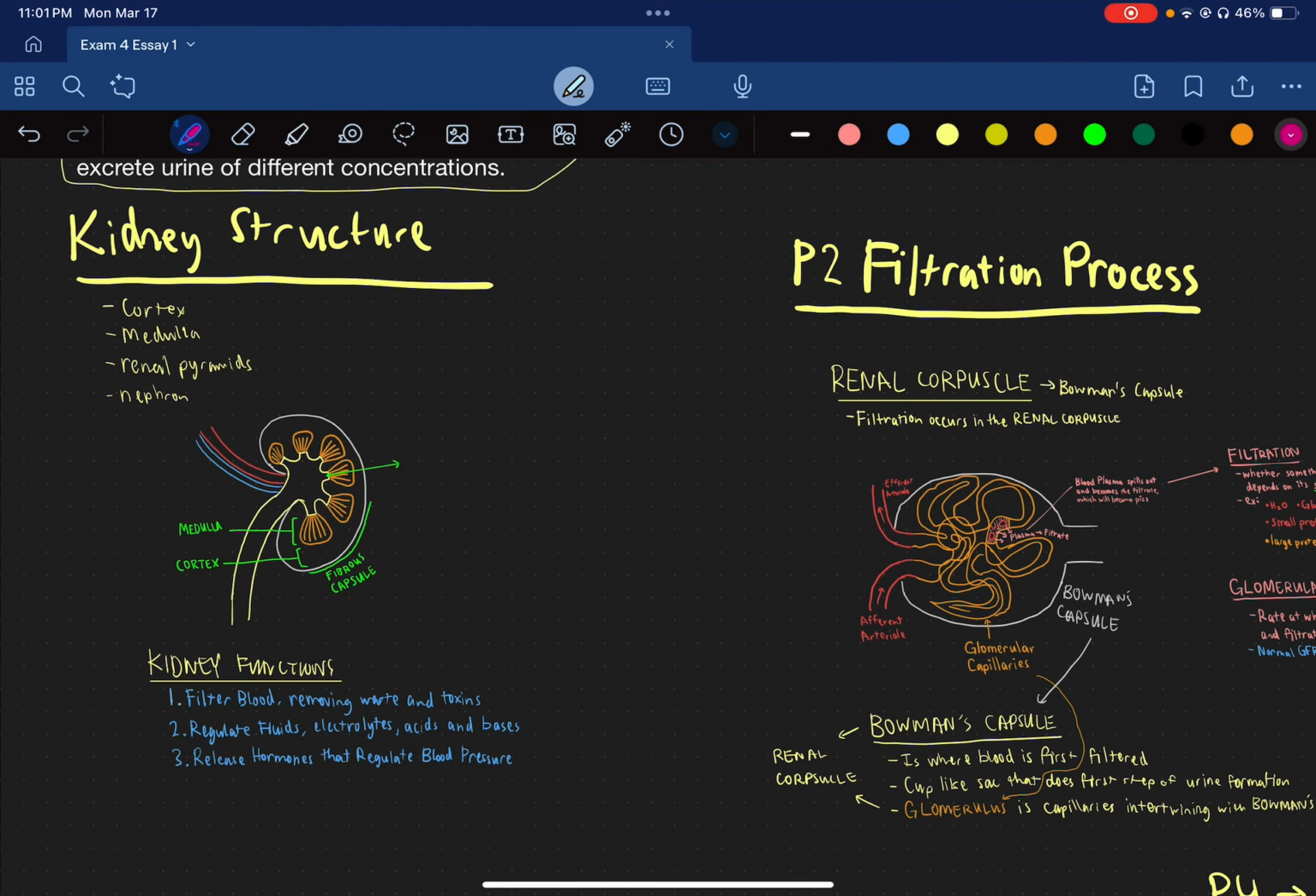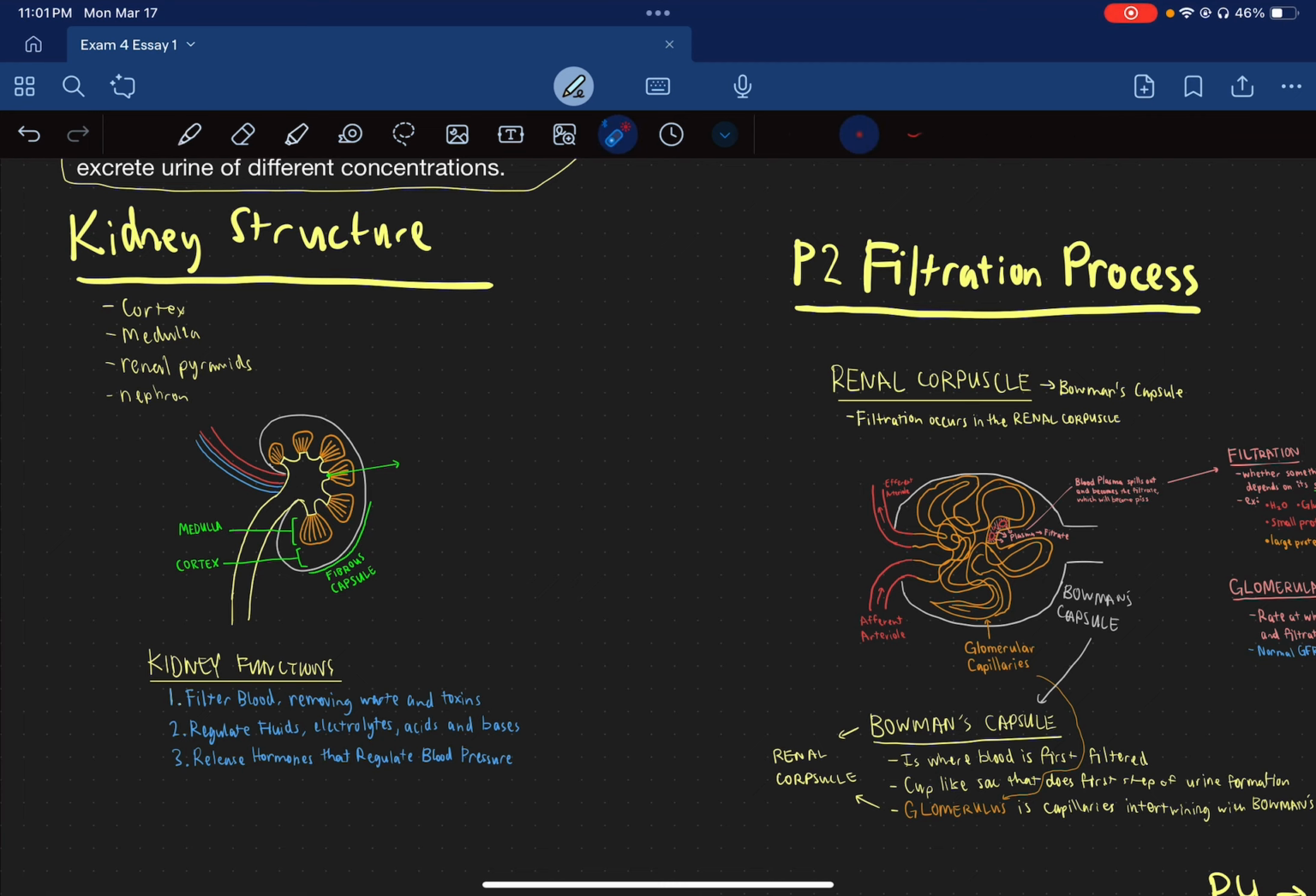Hello, good evening. Tonight I'm going to be talking a little bit about the kidney, what it does, and how it affects the blood and the rest of our body. So let's just get into it and start with a little bit of the kidney structure here.